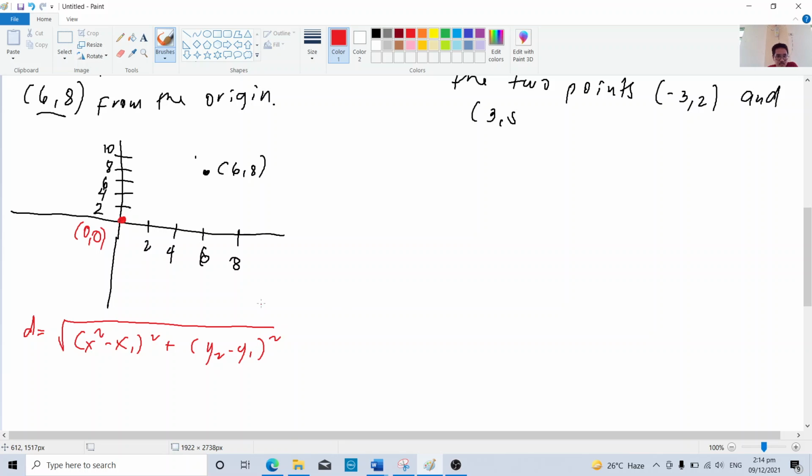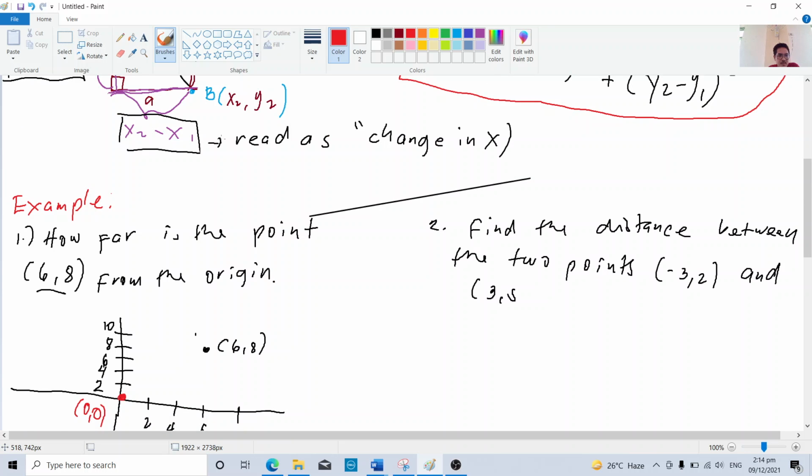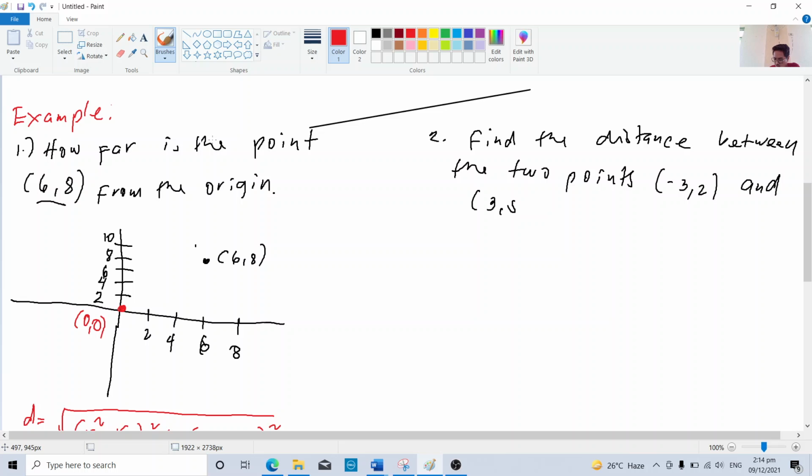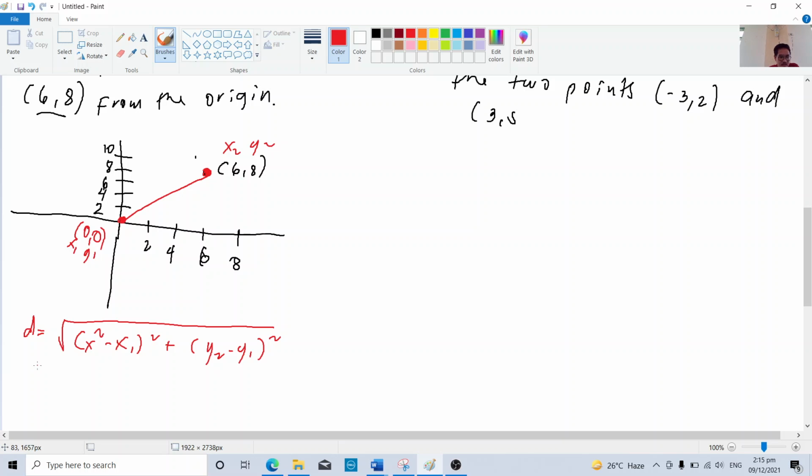Ano ba yung given natin? Our first point here is sino? From the origin daw. How far is the point from the origin? From the origin, ano daw yung distance nitong line na yan? From the point (6, 8). Therefore, si x1 and y1 natin is si origin, and x sub 2 and y sub 2 is yung 6 and 8. Now, isubstitute lang natin yan sa given formula.